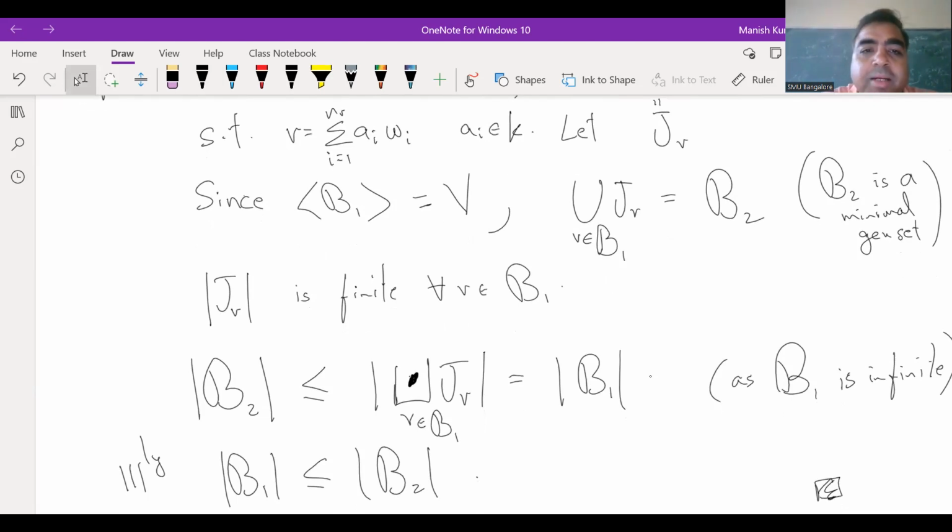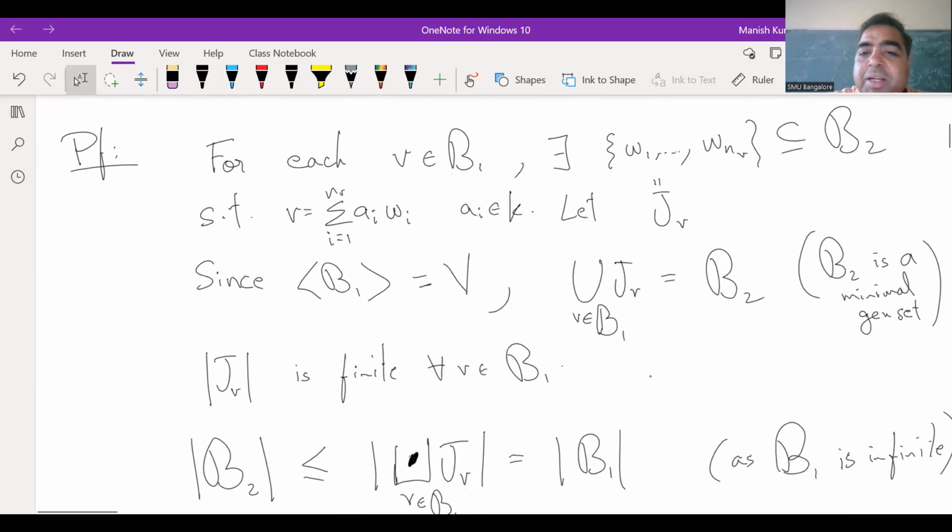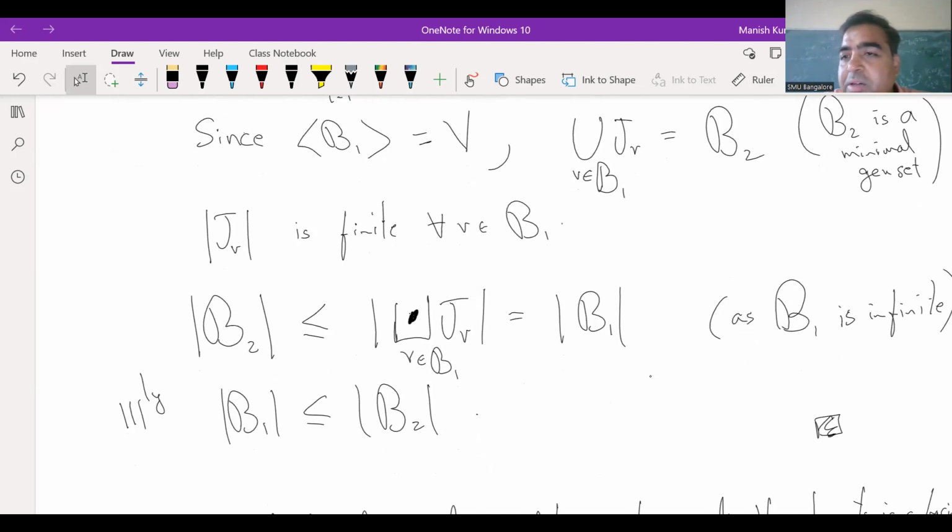But B1 and B2 are sort of symmetric. So by using the same argument, replacing B1 by B2, you can get that B1 is also less than or equal to B2, and hence they have the same cardinality. If B2 is less than or equal to B1 and B1 is less than or equal to B2, then they have the same cardinality. That's another result in set theory.